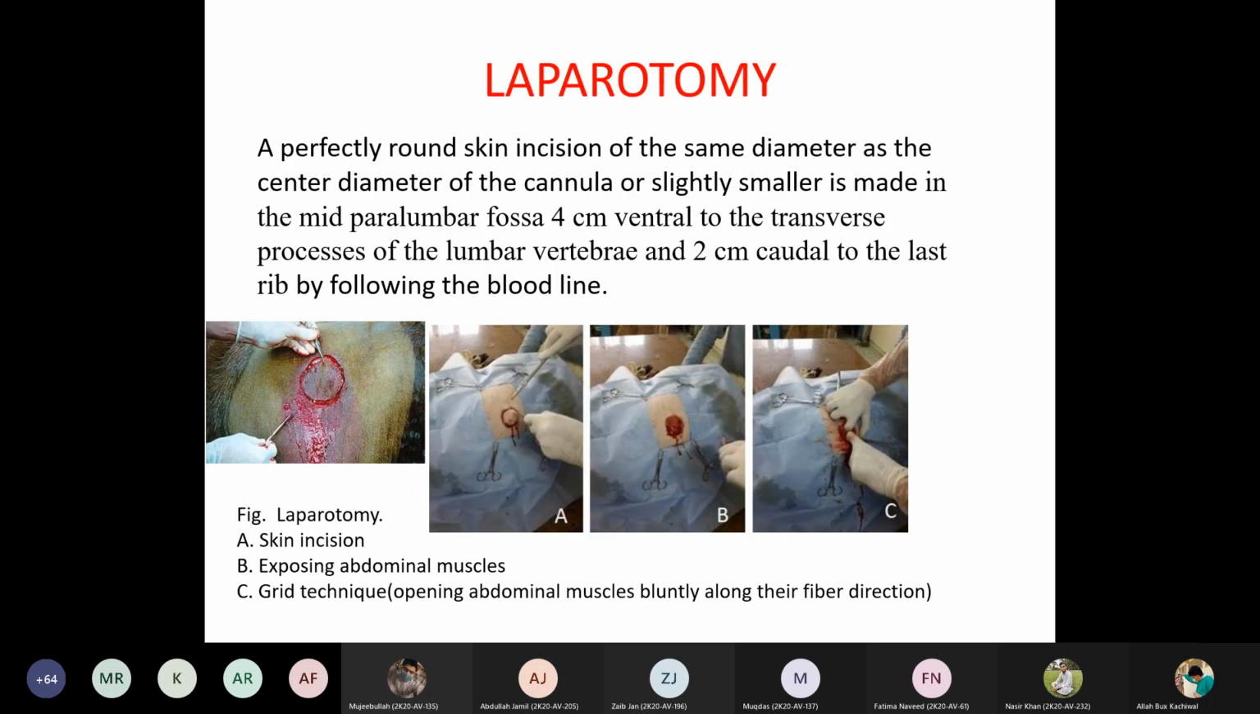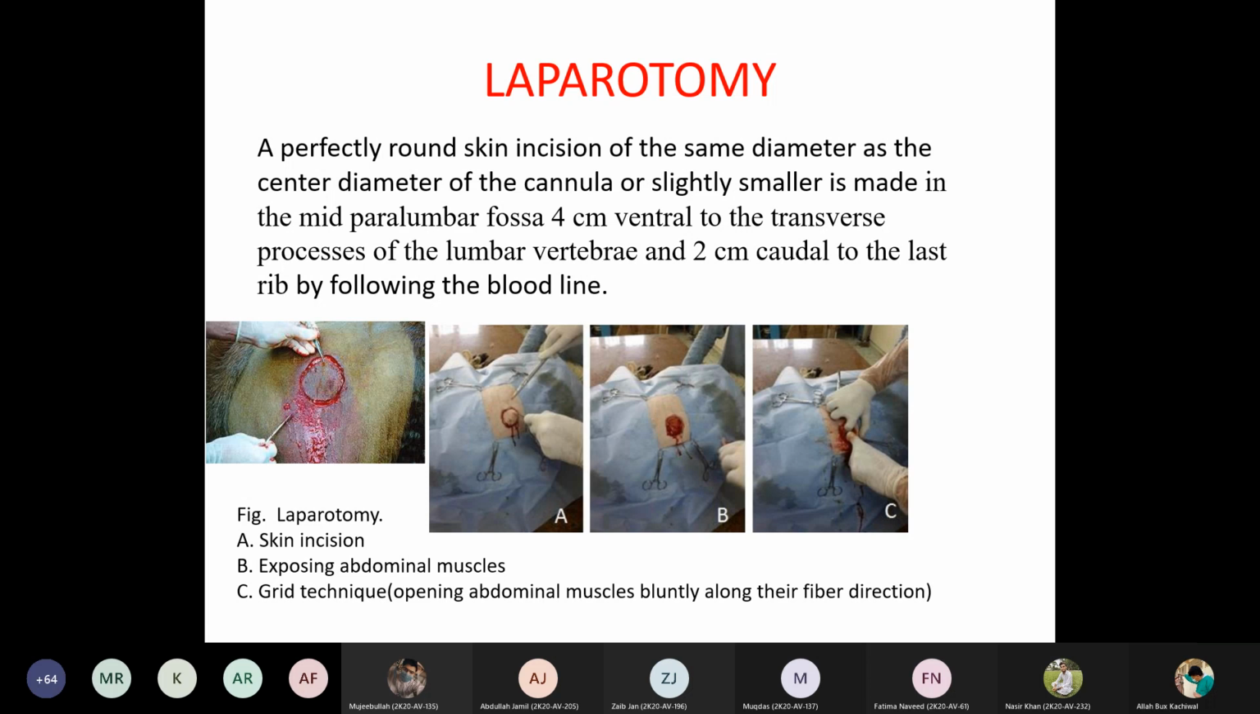You perform the preparation of the site so that a perfectly round skin incision, of the same diameter as the center diameter of the cannula or slightly smaller, is made in the mid-paralumbar fossa, 4 cm ventral to the transverse process of the lumbar vertebrae, and 2 cm caudal to the last rib, by following the blood line. So this is the laparotomy.